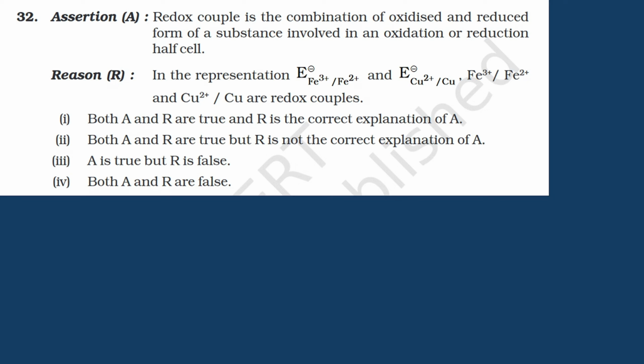What do you think? मुझे दोनों सही लग रहे हैं. Redox couple is a combination of oxidized and reduced form of a substance. Oxidized and reduced form. So this is oxidized, this is a reduced form. Similarly, this is oxidized and this is a reduced form. Involved in oxidation or reduction half cell. Yeah, absolutely half cell. Yeah, I feel that this is 1.